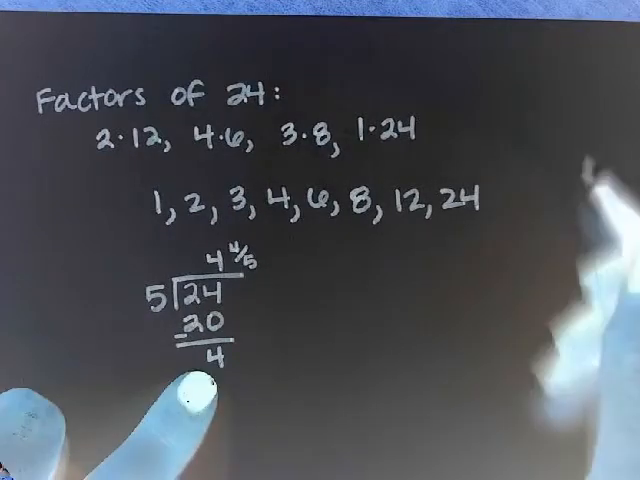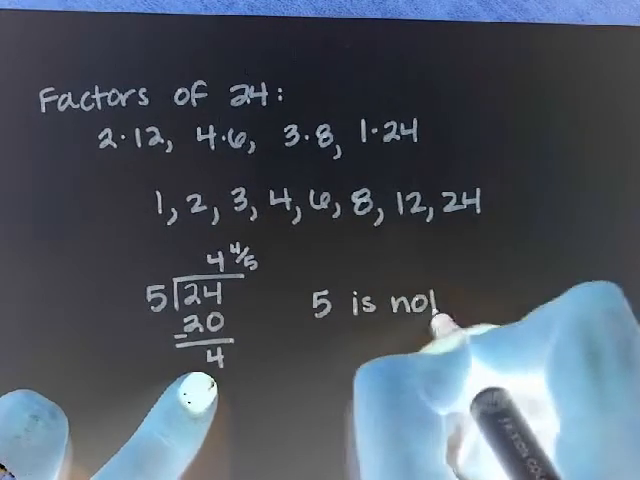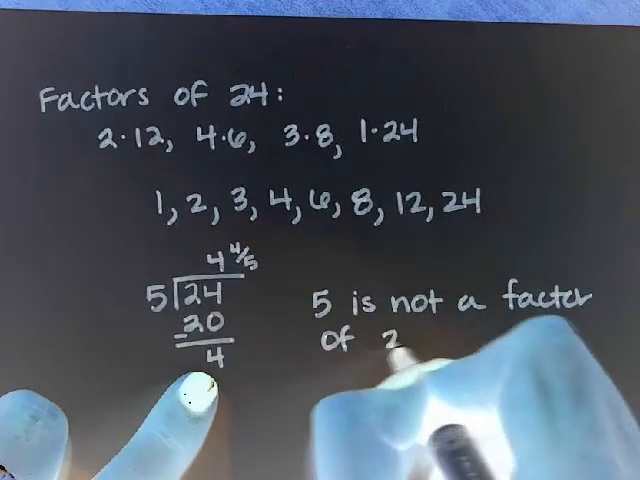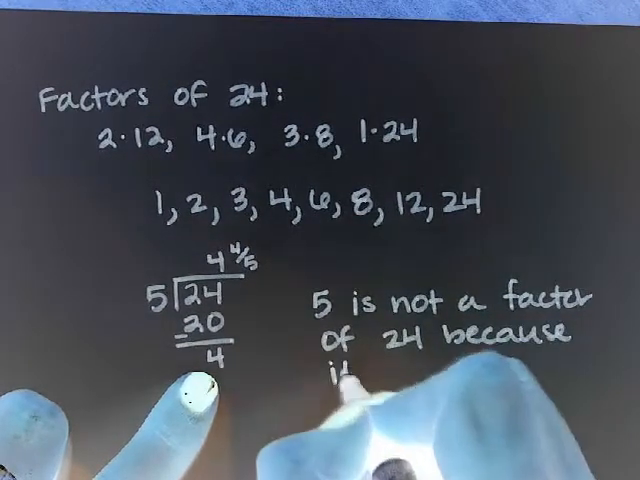Okay, I want you to write that sentence. 5 is not a factor of 24 because it has a remainder.